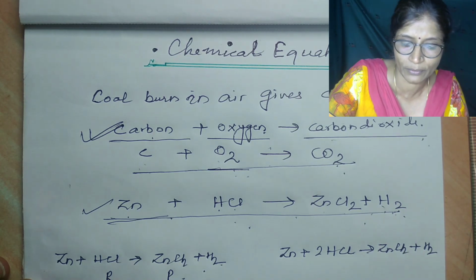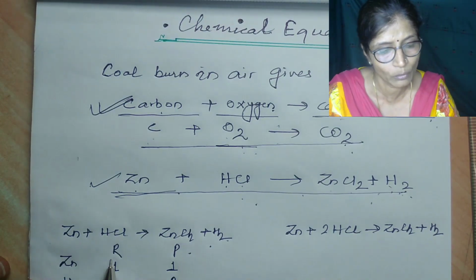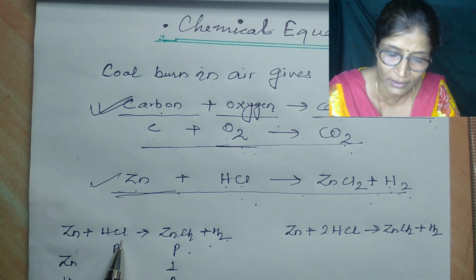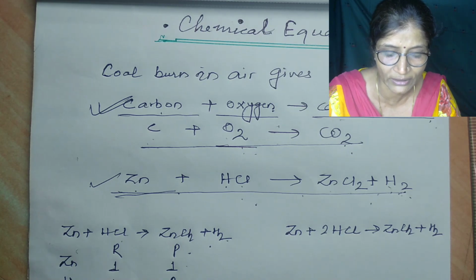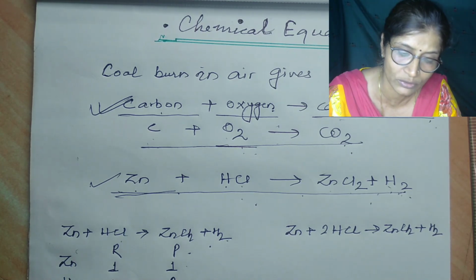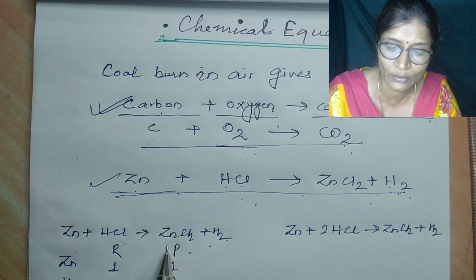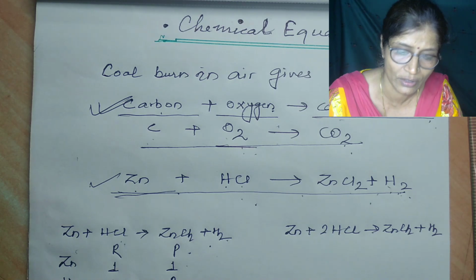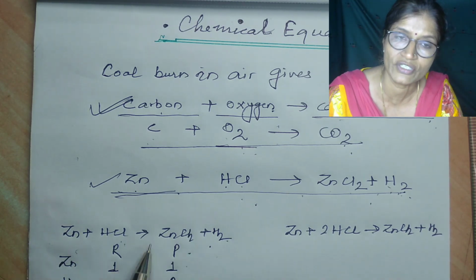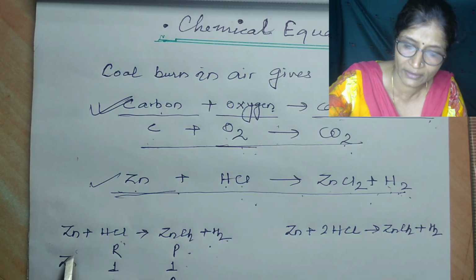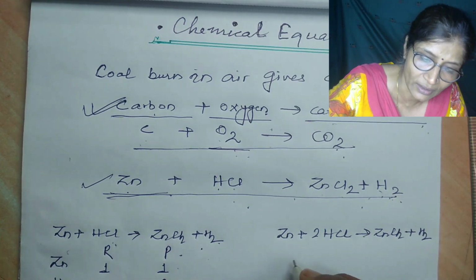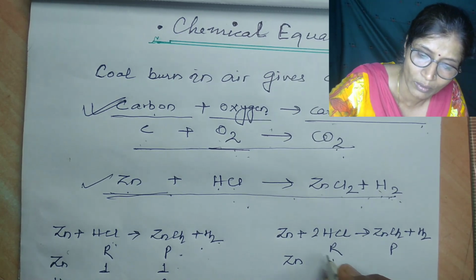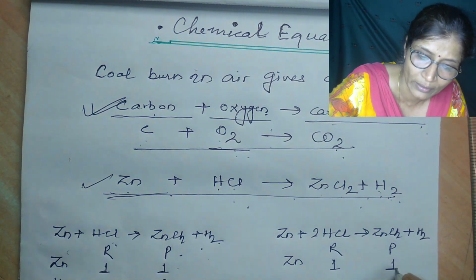So what do you observe here? The number of atoms of zinc is equal on both sides, but for hydrogen and chlorine, 1 hydrogen atom and 1 chlorine atom are on the reactant side, but on the product side there are 2 respectively. So it means it is an unbalanced equation. This is the raw equation which we call the skeletal equation. But on this side, you see here, the zinc on the reactant side is 1 and on the product side also 1.